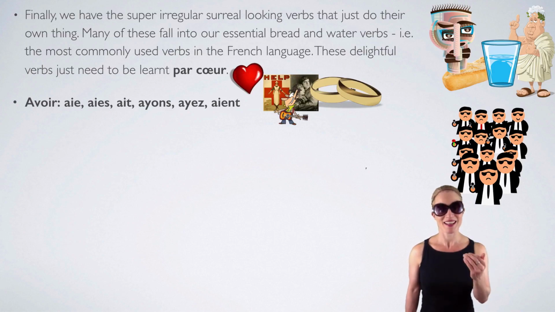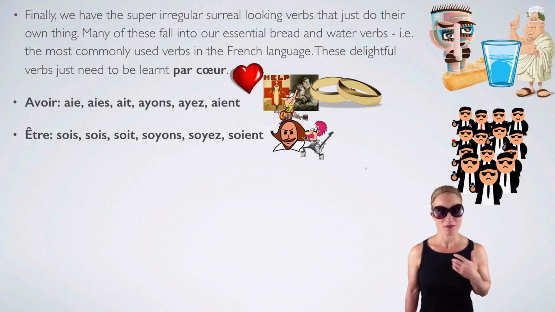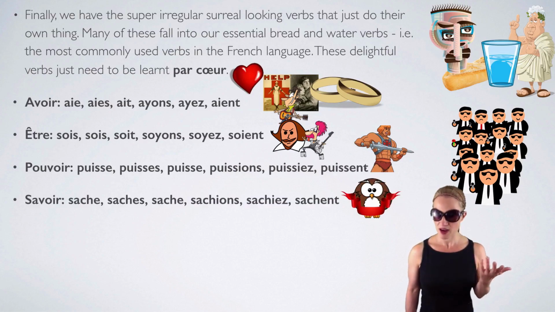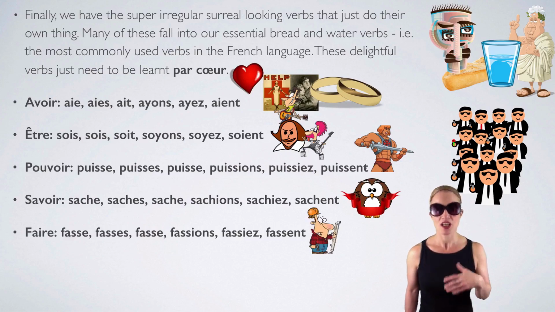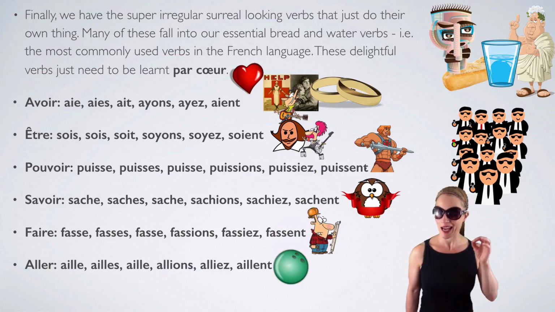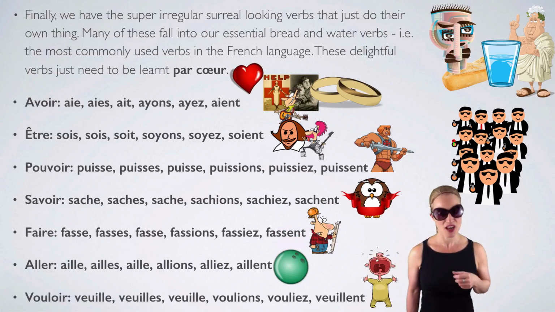Avoir: aie, aies, ait, ayons, ayez, aient. Être: soit, soit, soit, soyons, soyez, soit. Pouvoir: puisse, puisse, puisse, puissions, puissiez, puisse. Savoir: sache, sache, sache, sachions, sachiez, sache. Faire: fasse, fasse, fasse, fassions, fassiez, fasse. Aller: aille, aille, aille. Allions, alliez, aille. Vouloir: veuille, veuille, veuille. Voulions, vouliez, veuille.